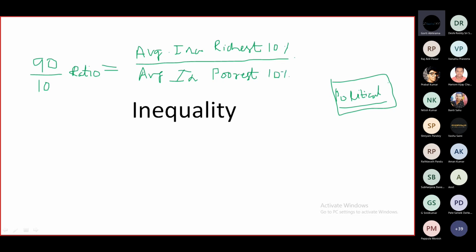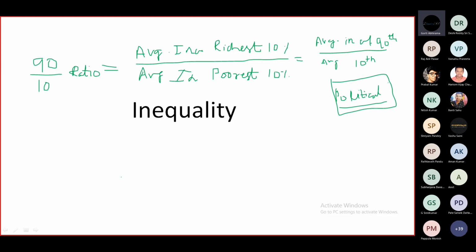So this is nothing but the average income of the 90th percentile, divided by the average income of the bottom 10th percentile. The average income of the richest 10% is the average income of the 90th percentile, and the average income of the poorest 10% is the average income of the bottom 10th percentile. That is why it is called the 90/10 ratio.